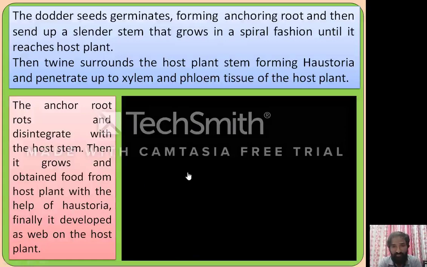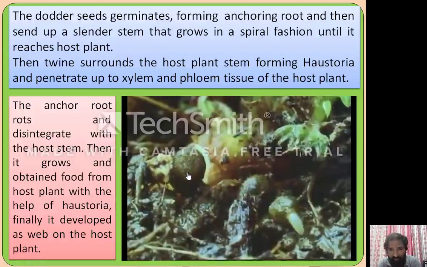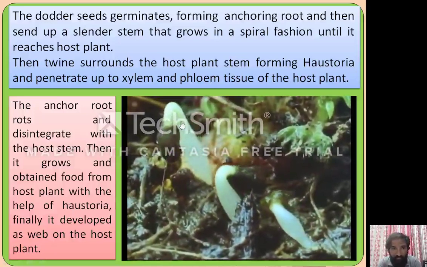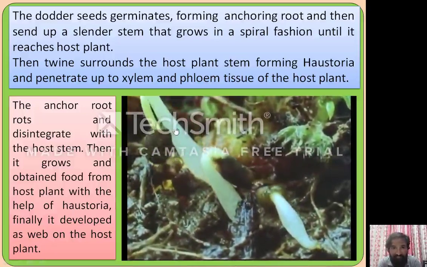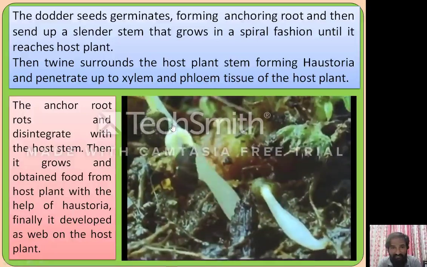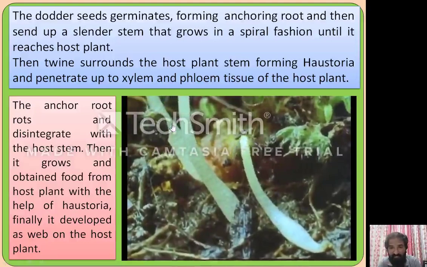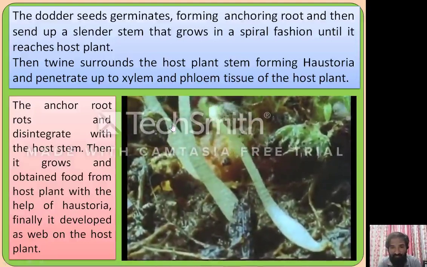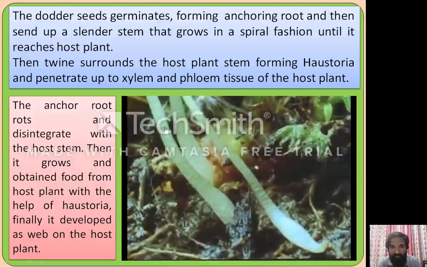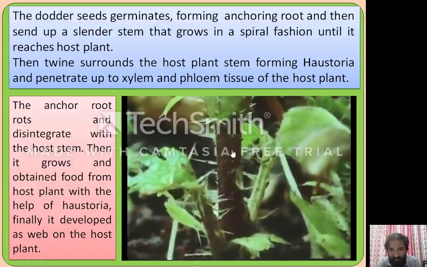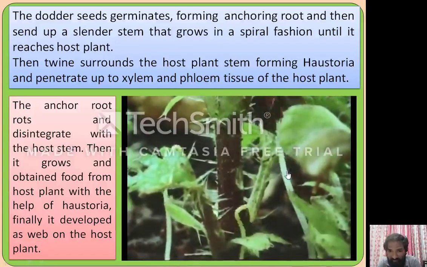If you see this, now the dodder plant is germinated. When it is germinated, automatically it produces a slender stem, and this slender stem is attached to the host plant. These dodder seeds are germinating now. You watch it, how beautiful it is. Now it is on a host plant stem, and now it is a slender stem.